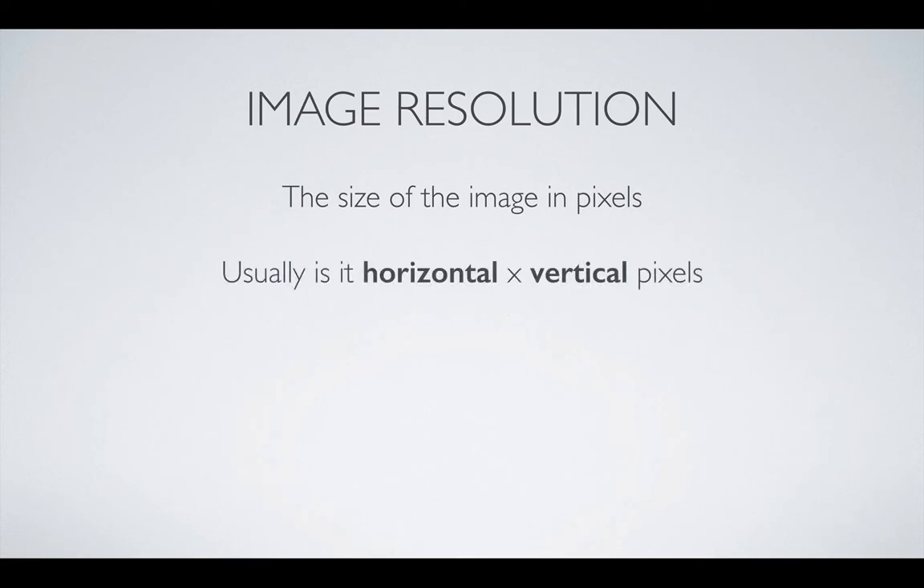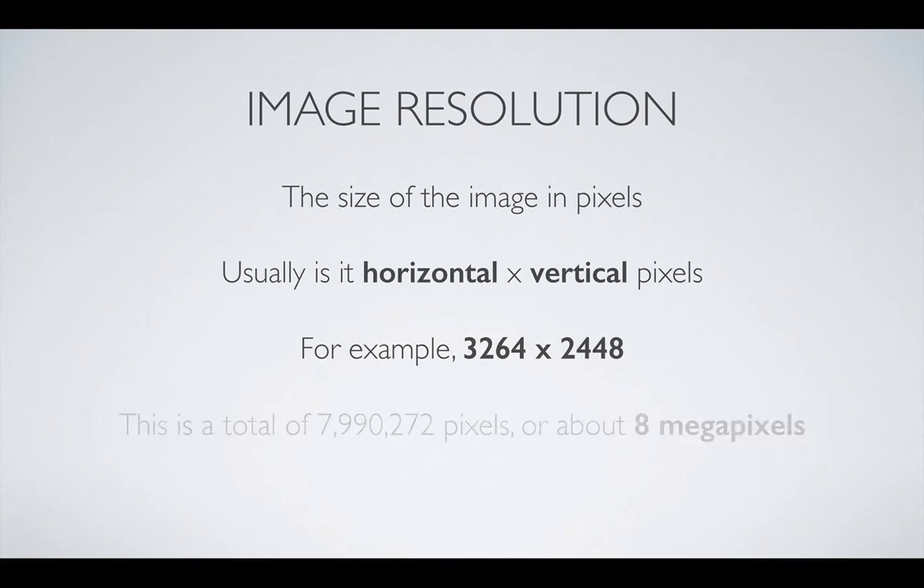One term that you should know is called image resolution. Image resolution refers to the size of an image in pixels. This is measured in horizontal by vertical pixels. For example, on my iPhone 6, the usual image resolution is 3264 by 2448. If you multiply those two numbers, it comes out to 7.99 million pixels, or about 8 megapixels.